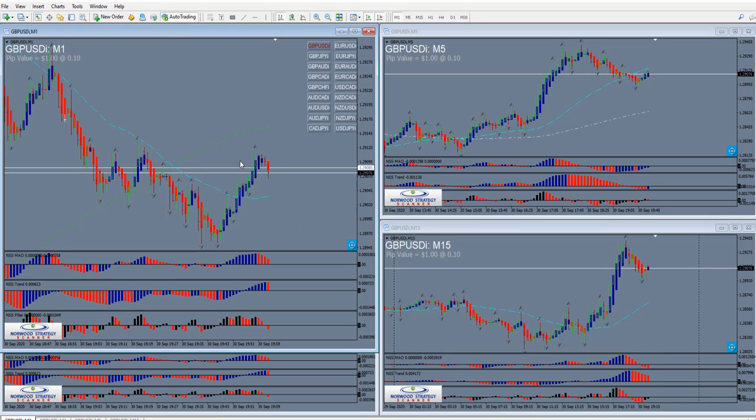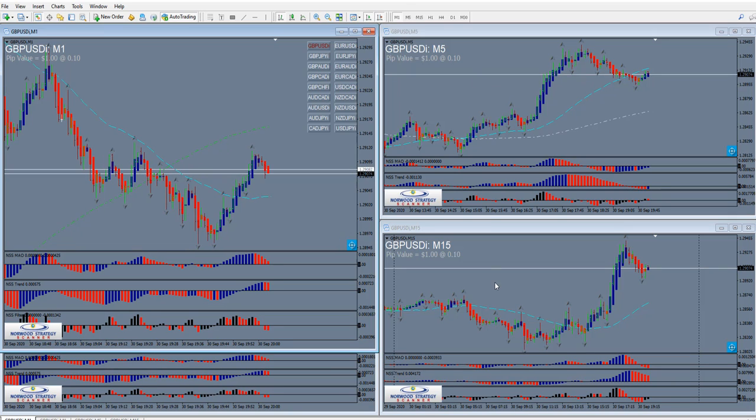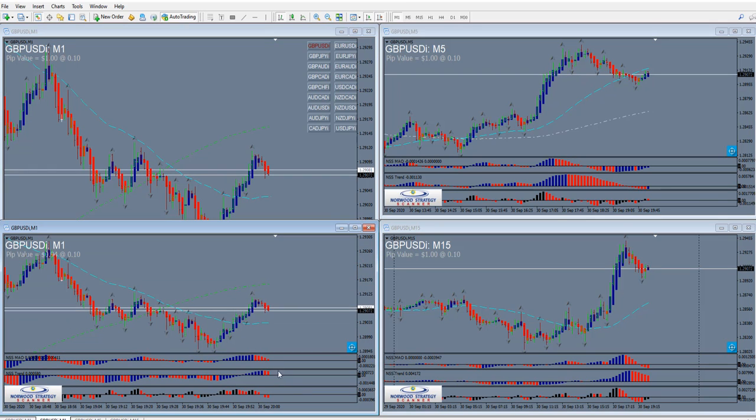A couple of things I want to point out to you about the way I have my charts set up. Now, you don't have to set them up exactly this way. I've seen people do it differently, but I would suggest you have at least 3 charts up. Some people have this 1-minute chart on the right-hand side and the 5 and the 15 on the left-hand side. The chart that I have below is a 1-hour chart.